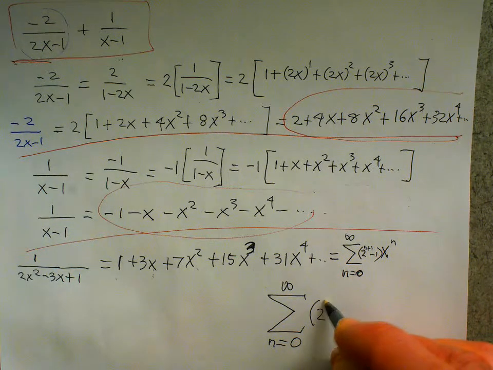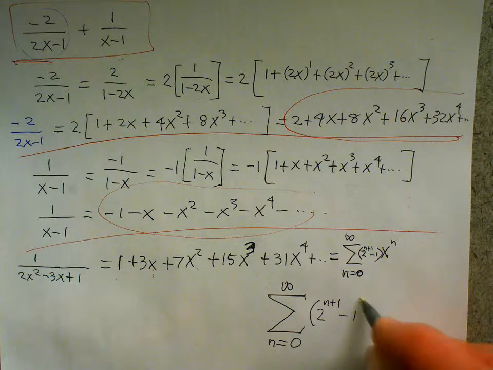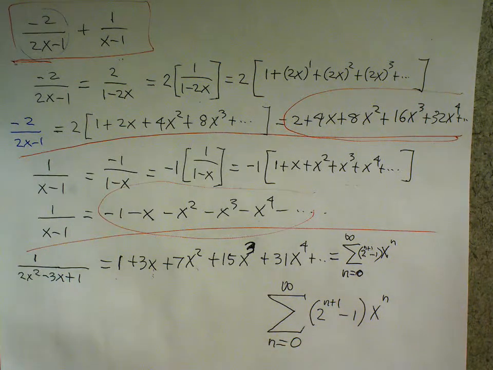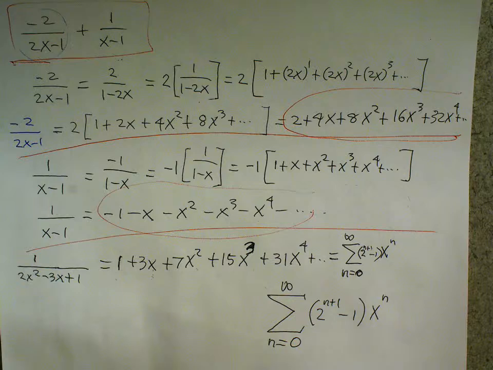So (2^(n+1) - 1) times x^n. When n is 0, we have 2 to the first minus 1 times x to the 0, or 1 times 1, which is 1. When n is 1, we have 2 to the second, which is 4. 4 minus 1 is 3. And x to the first.